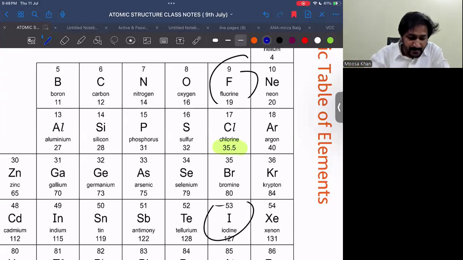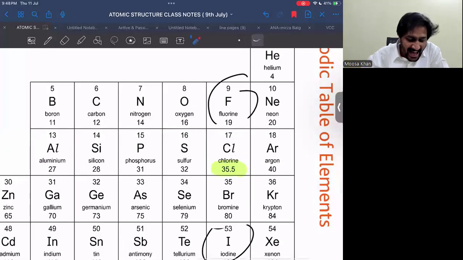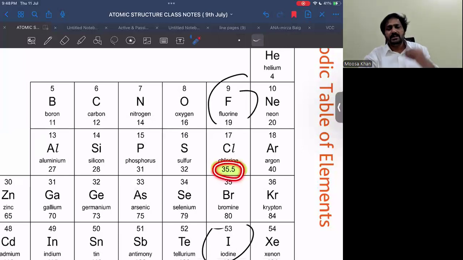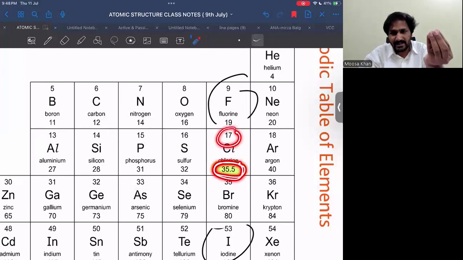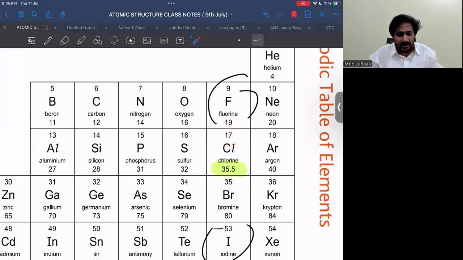Now if you see the periodic table, here they have written chlorine with the mass number 35.5. Now there is no such isotope with the mass number 35.5. It is the nucleon number. If you remember, nucleon number is the sum of protons and neutrons. Protons are 17, from its atomic number we can say. But the neutron number cannot be in decimal. Neutrons will be whole, there can't be half a neutron. How does this 35.5 come from?